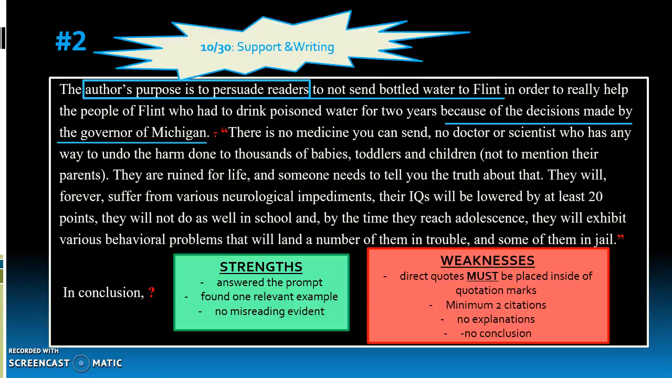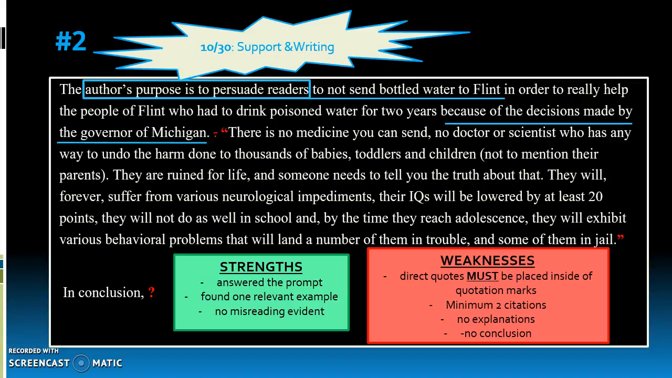So this is a 10 out of 30. We're seeing things move along a little bit. A couple of strengths. The student does answer the prompt. We see that she talks about the author's purpose, which is to persuade readers. We see that she has a summary of the main idea here, not to send bottled water, and also about who's responsible because of the decisions made by the governor of Michigan.